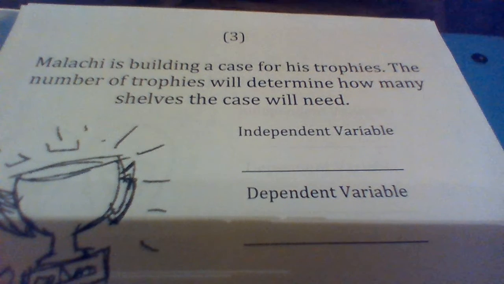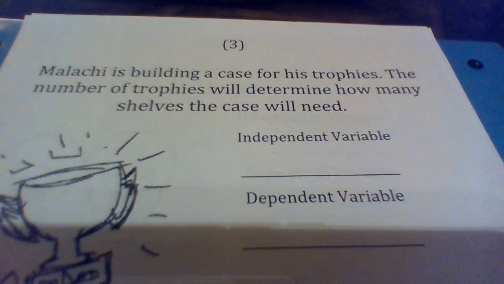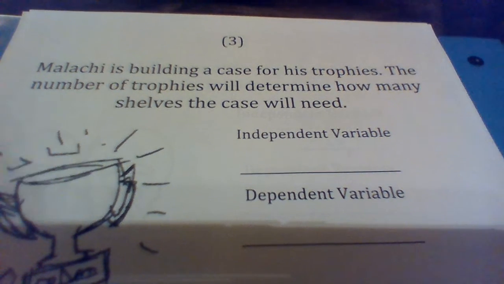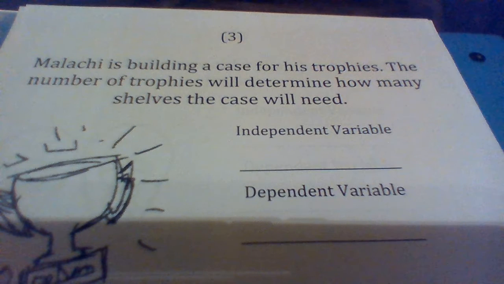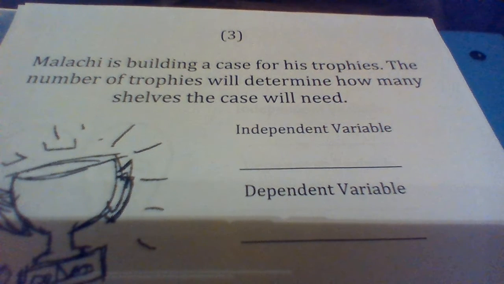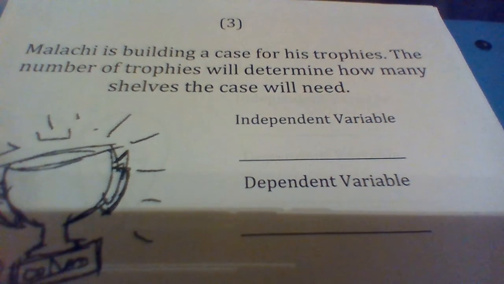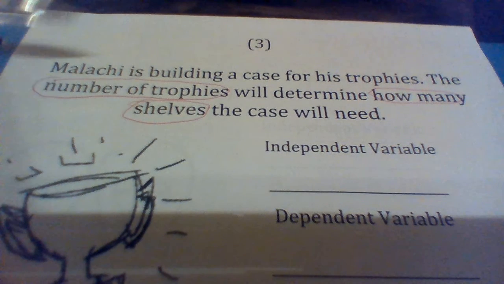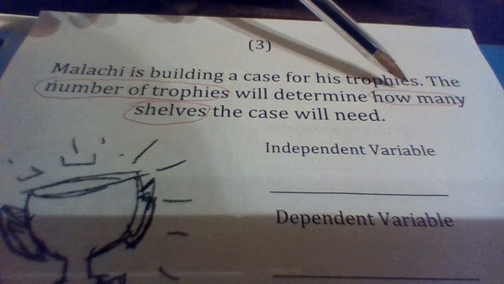Okay, so we have another one. We have Malachi is building a case for his trophies. The number of trophies will determine how many shelves the case will need. So stop and think. What are the two things they're talking about here? You guessed it right. We have the number of trophies and we have how many, which is our words for number, right, of shelves. So those are my two.